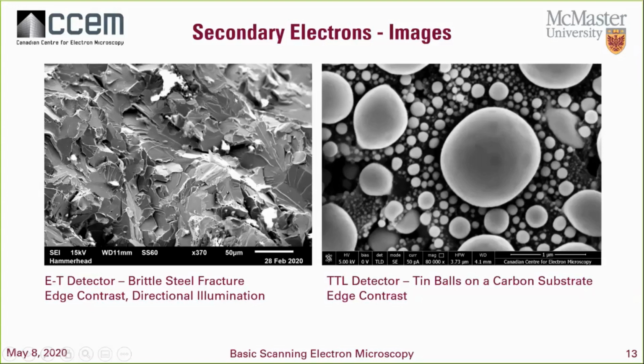Also, more visual is directional illumination, because the Eberhard-Thornley detector is in a particular position within the microscope. You get directional illumination. You can bias the collector or Faraday cage in front of the detector in order to vary the collection of secondaries within the microscope. So you can have it fully on, so it's pulling secondaries from various locations, even around corners. Or you can have it turned off so that only the secondaries going into the detector directly are detected.